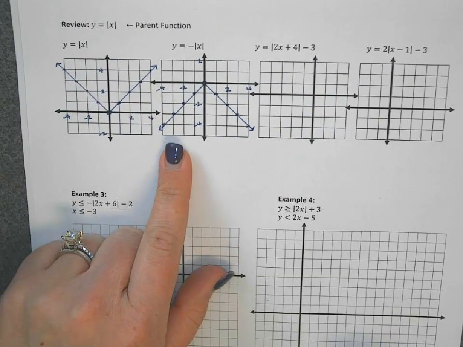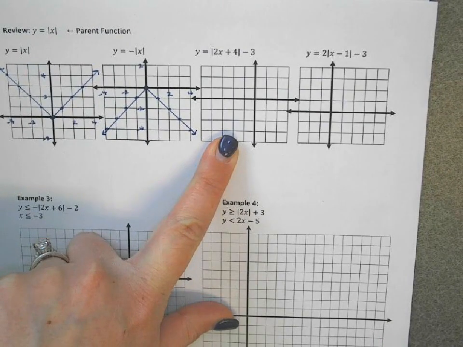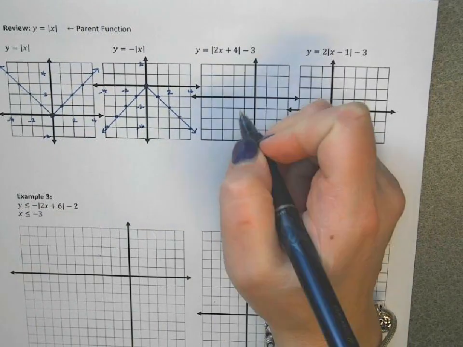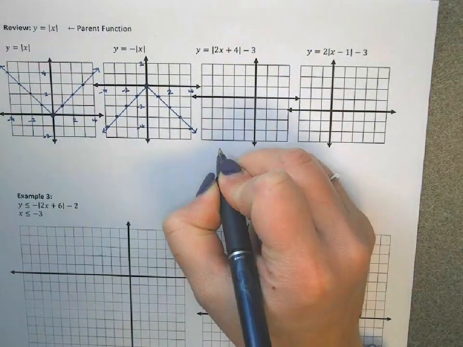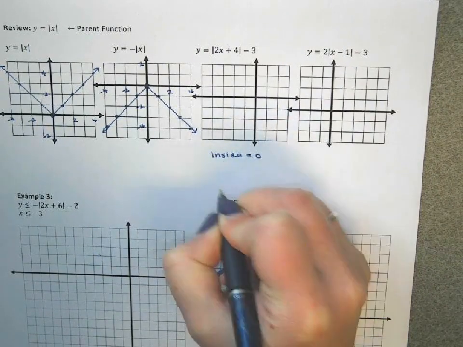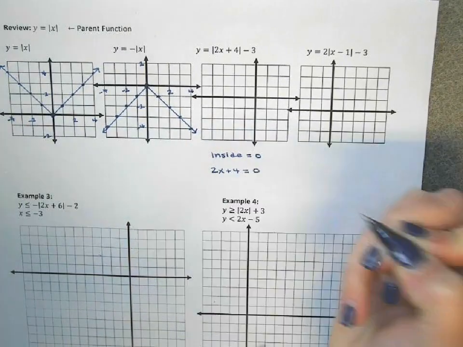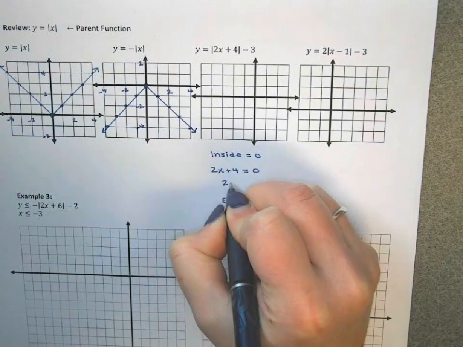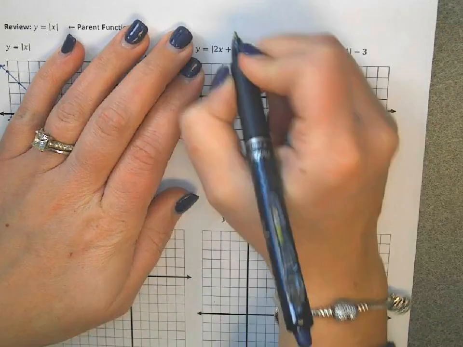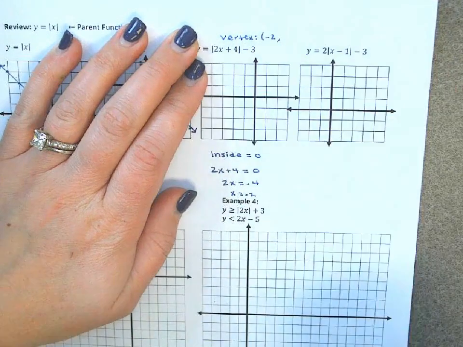Okay. This one here, y equals the absolute value of 2x plus 4, minus 3 on the outside of the absolute value bars. So to find the vertex, remember, you're going to take the inside and set it equal to 0. So the inside is 2x plus 4 equals 0. Solve for x. That means our vertex is at negative 2 comma something.